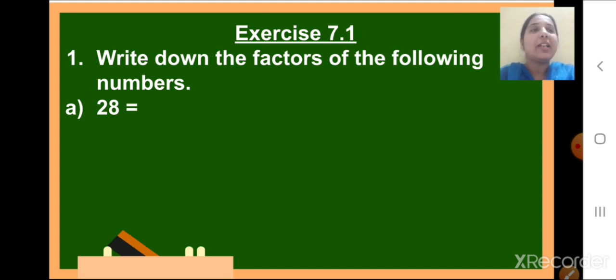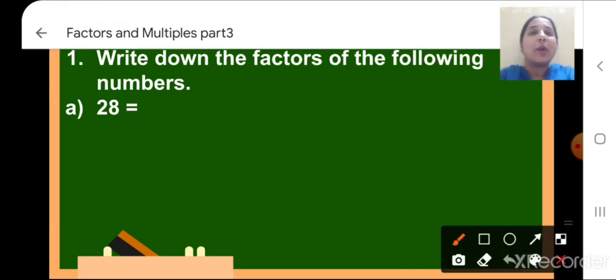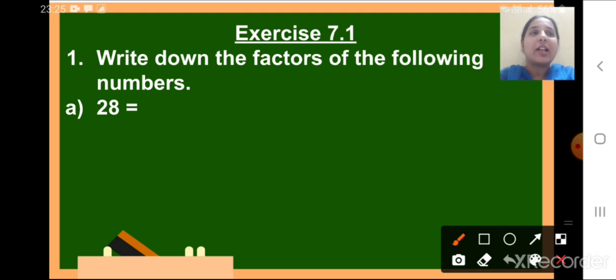Here we have to find the factors for number 28. Question number A is 28. So to find the factors, we will start with number 1, and we already know that 1 is the factor of every number. So first we will start with 1. Now we will move further. Will it be divisible by 2? Will we get 28 in the multiplication table of 2?